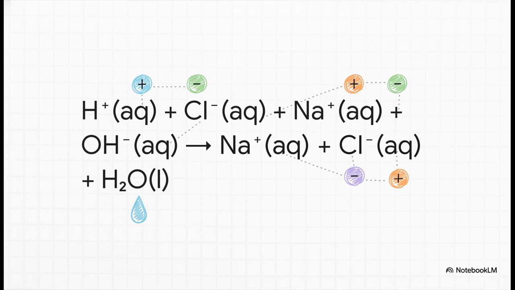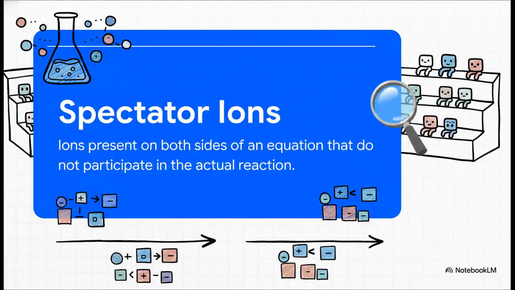Okay, so when we apply those rules, this is what we get. The full ionic equation. It's basically a complete roster of everyone present at the scene. On the left, you've got your initial suspects, hydrogen, chloride, sodium, and hydroxide ions. Now look to the right. Something interesting has definitely happened. A water molecule formed, but, and this is interesting, notice the sodium and chloride ions? They look completely unchanged. You know, this brings us to a really key concept in our investigation, spectator ions.